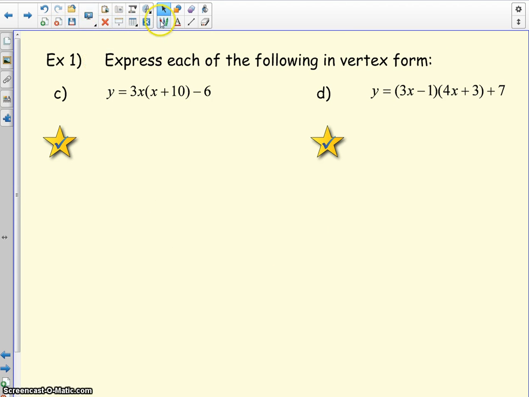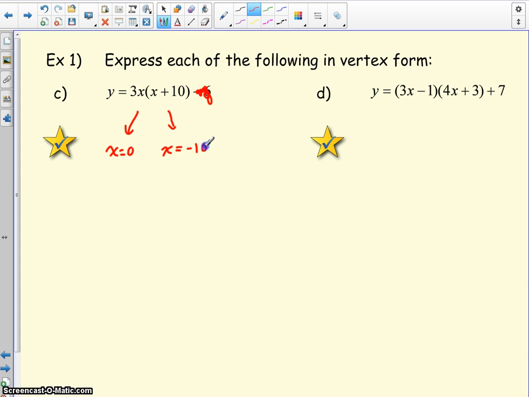So again, with partial factored form, we have what looks like some factors here, but these factors are not going to give you the zeros anymore. If this were factored form, and this -6 were in here, for example, let's just pretend that wasn't there, you would say this function or equation had x-intercepts at x equals 0 and x equals -10.